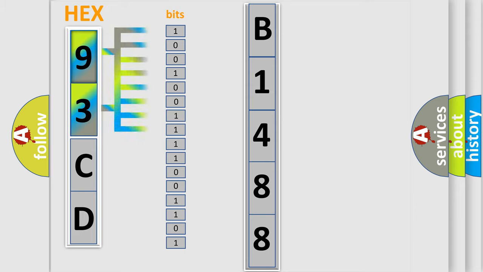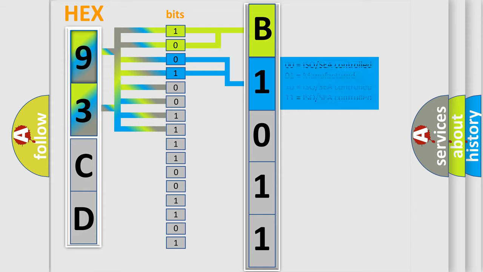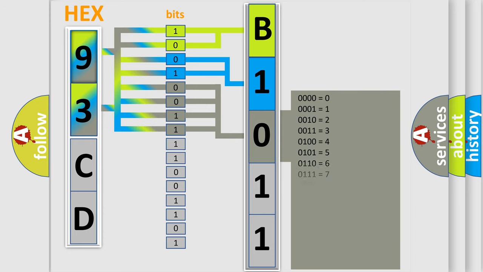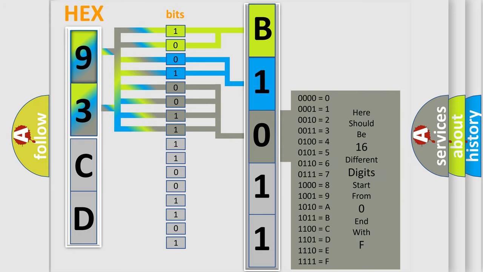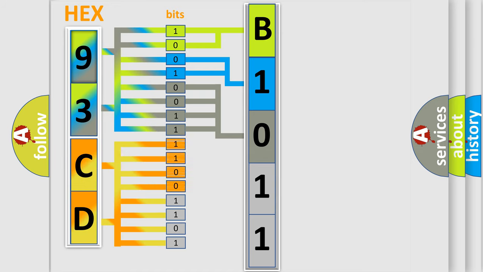The basic definition is: exhaust gas recirculation cooling valve control circuit high. And now this is a short description of this DTC code: power stage equals on state. This diagnostic error occurs most often in these cases: the exhaust gas recirculation cooler switch over valve has failed, circuit wires have short circuited to each other, to ground or to power, or the ECM has failed.